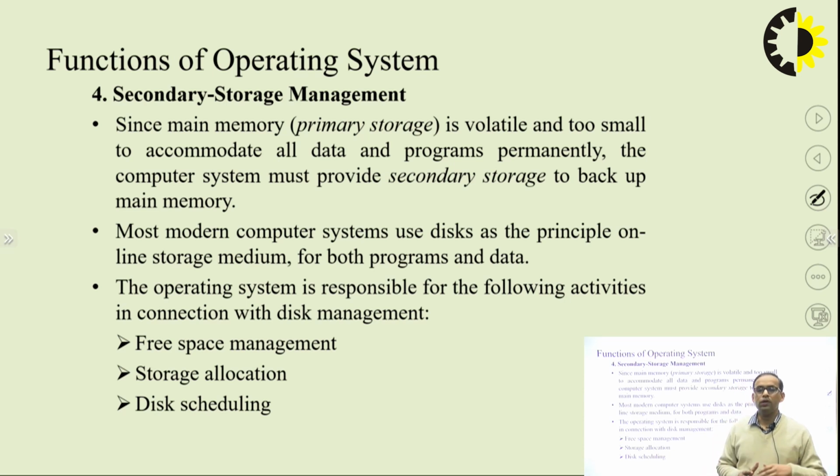In context to the hard disk, when we need to access the data from the hard disk, different types of disk scheduling algorithms are used. Those disk scheduling algorithms are used by the operating system to access the data from the disk. So in context to disk management or secondary storage management, the operating system also keeps track of how much space is available on the hard disk and how much space is currently in use, and different types of disk scheduling are also used to access the data from the hard disk.